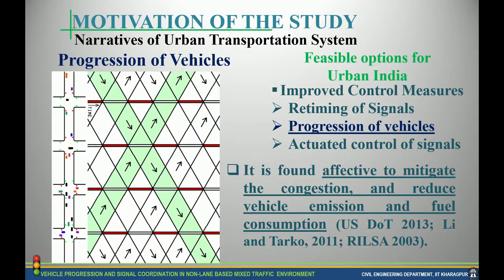We are taking here one particular aspect, that is the coordination of signals, or progression of vehicles. That means we are trying to coordinate the signals, so a stream of traffic released from one signal should be able to, or most of it should be able to, pass through the next signals, or a set of signals, without stopping further. That improves corridor mobility and efficiency. This is again found to be effective for mitigating congestion and reducing delay, vehicle emission and fuel consumption. This is not coming from us; this is all well established.